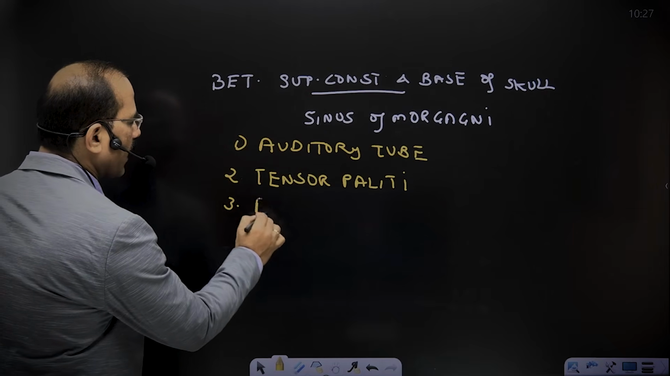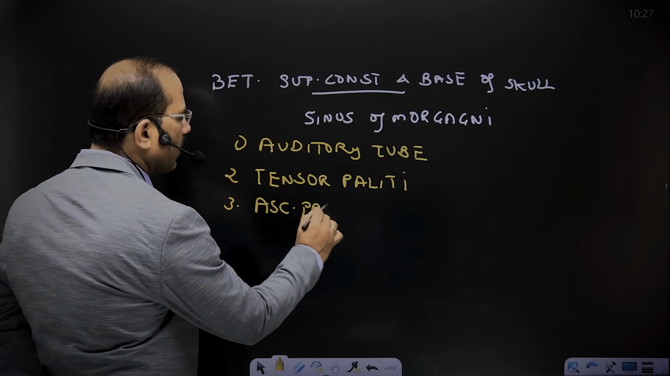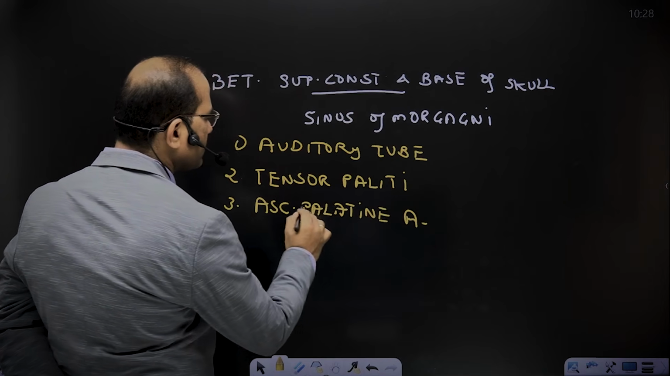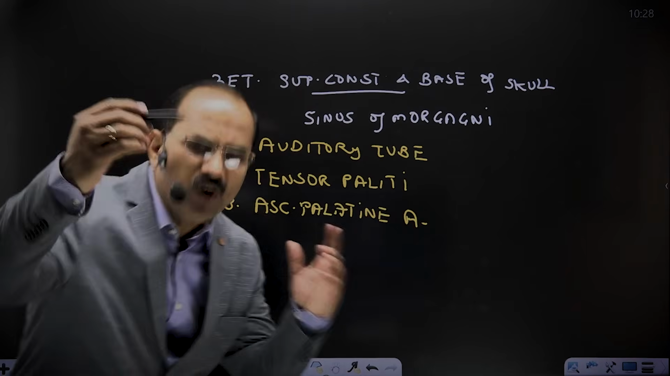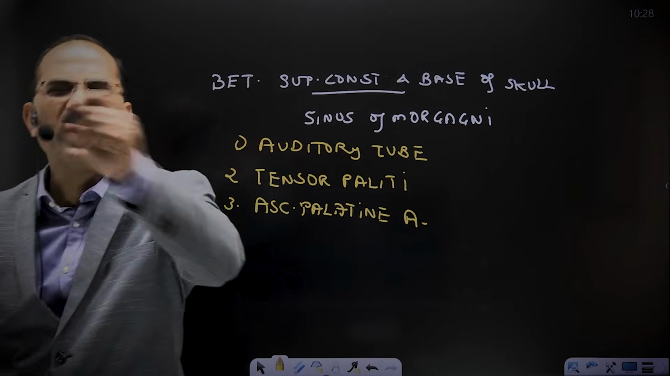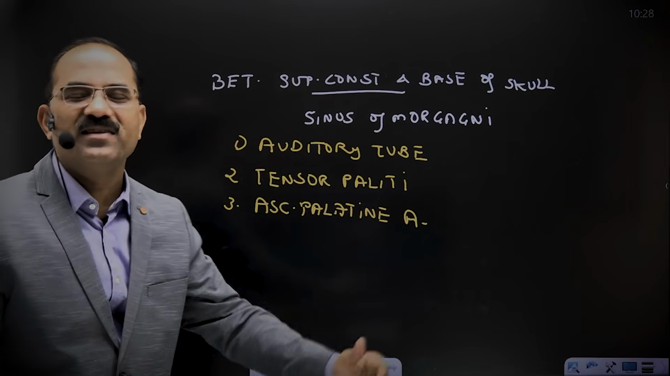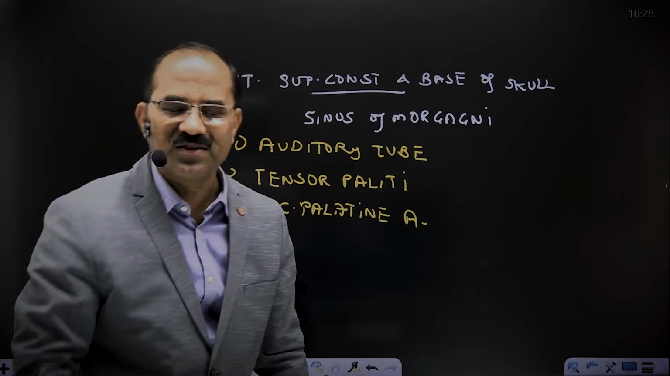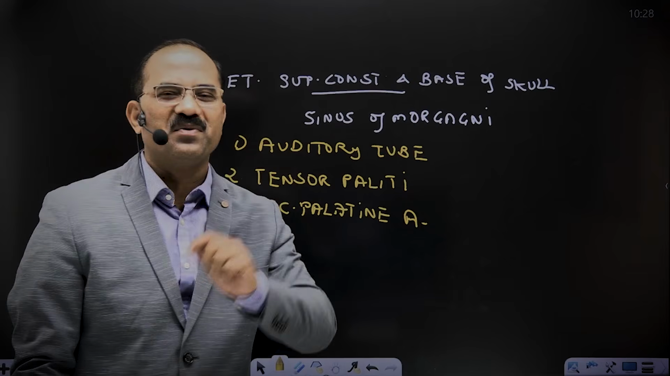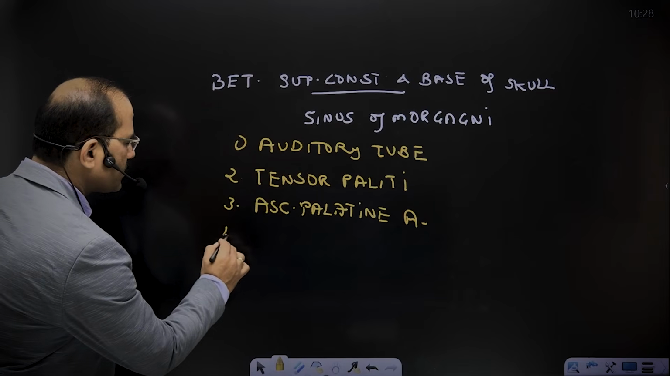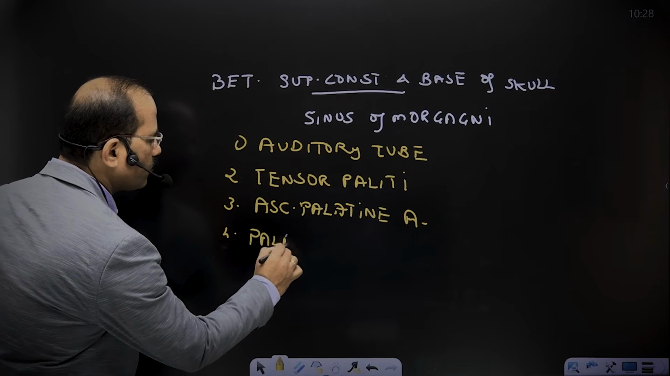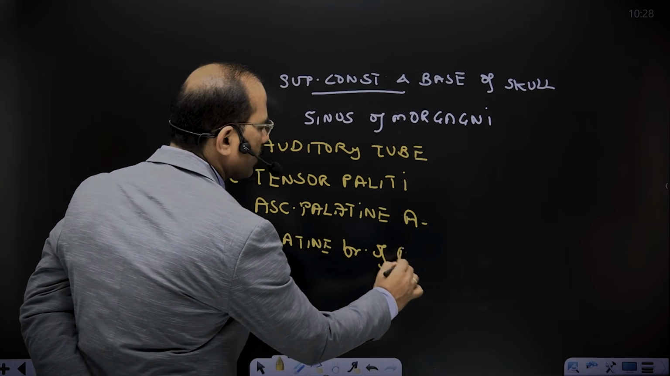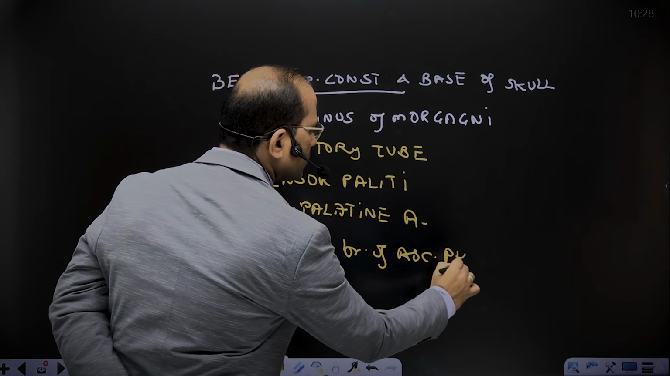Third is the ascending palatine artery. Students, can you tell me this is a branch of what? Have we not seen this, students? We have seen this in the first lecture. Ascending palatine artery is a branch of facial. Excellent. Very nice. You're answering very well. It's a branch of facial artery. Very good. And fourth is the palatine branches of ascending pharyngeal artery.